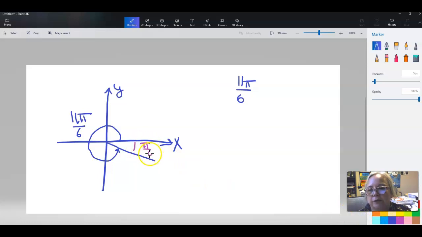Now, why do we need a reference angle? Because the trigonometric functions of the angle and its reference angle can have the same value or differ just by the sign. In other words, if we look at sine 11 pi over 6, the terminal side is in the fourth quadrant, that means the sign is negative, so it is negative sine pi over 6.